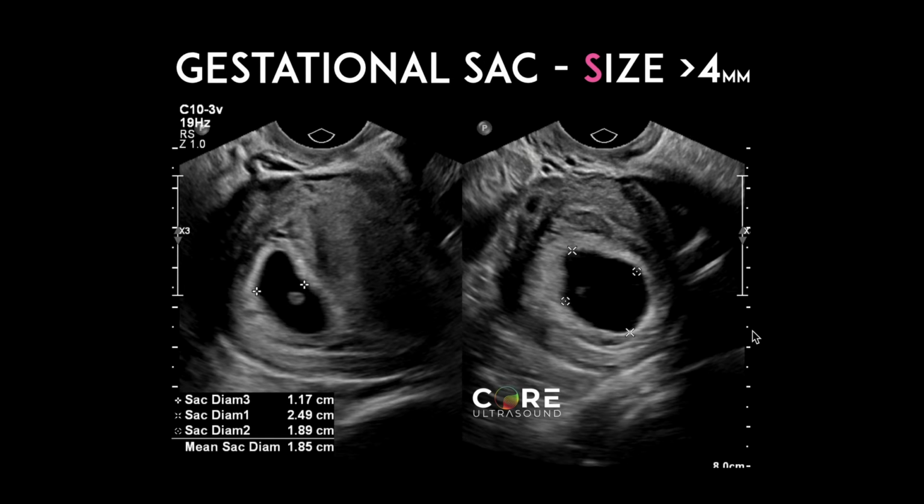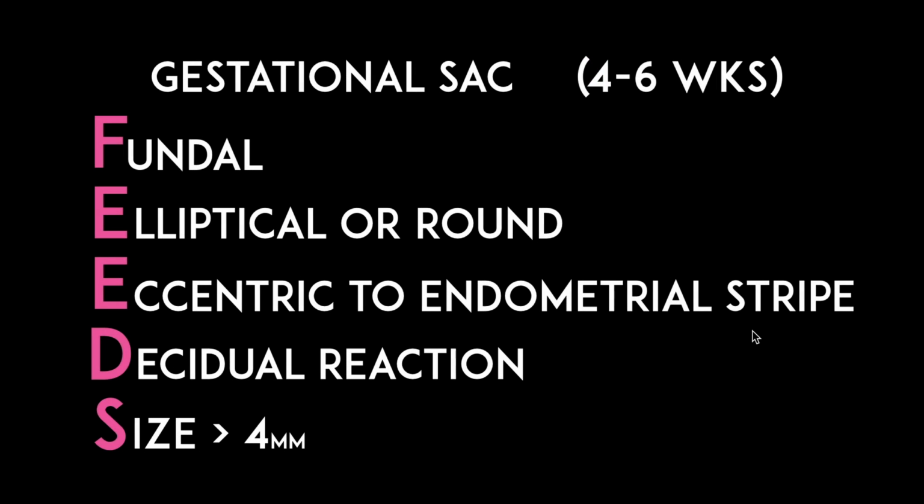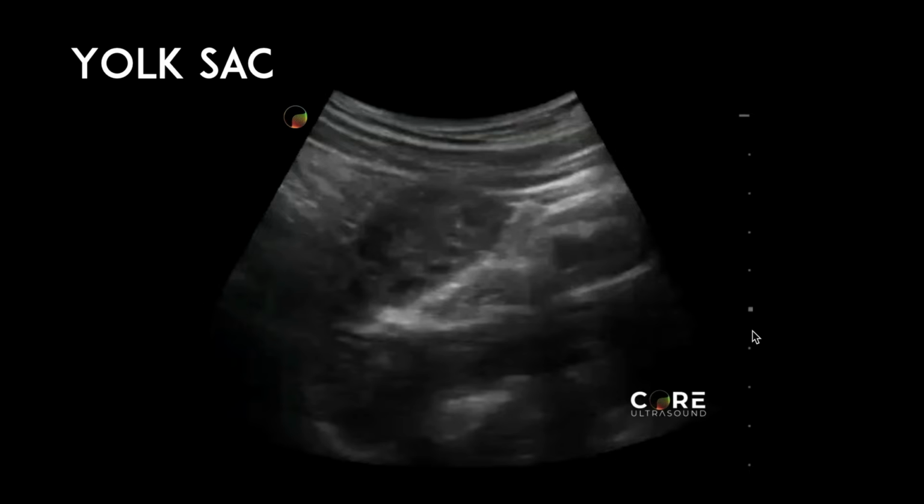The size here is much bigger than that 4 millimeters. It's 1.85 centimeters. So here they are again, the criteria to help you know if a gestational sac is a good gestational sac or a less good gestational sac.